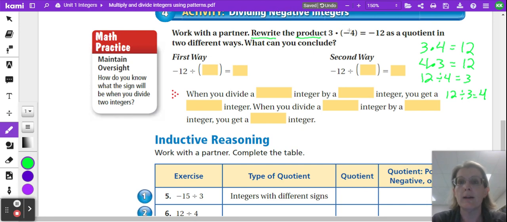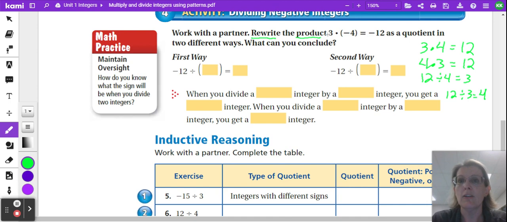So we know that 3 times negative 4 is negative 12 because the signs are different. A positive times a negative is a negative. If you have to take away 4 groups of positive 3, when you're taking away negatives, it's going to go down. So we have to show the opposite.